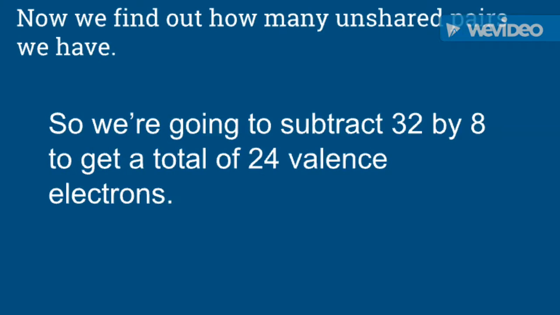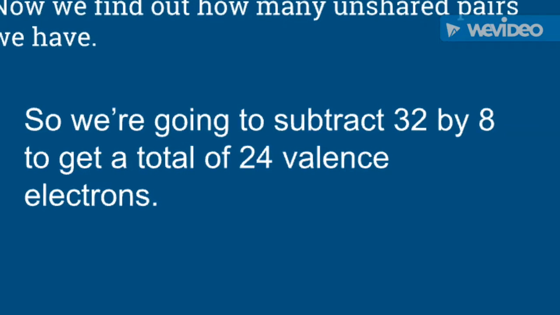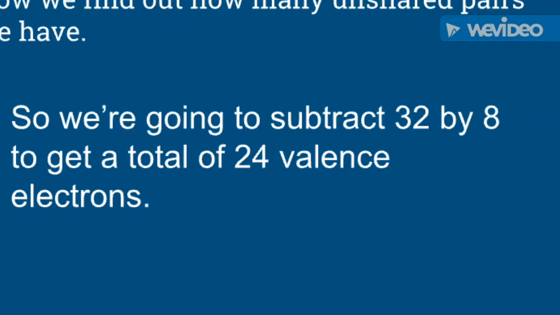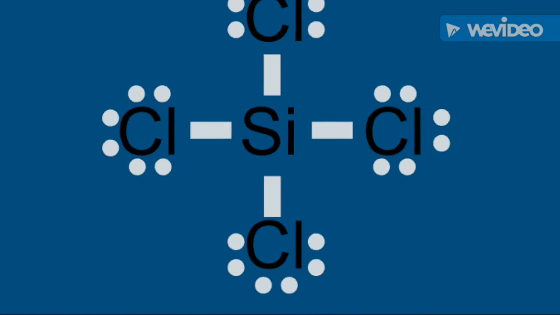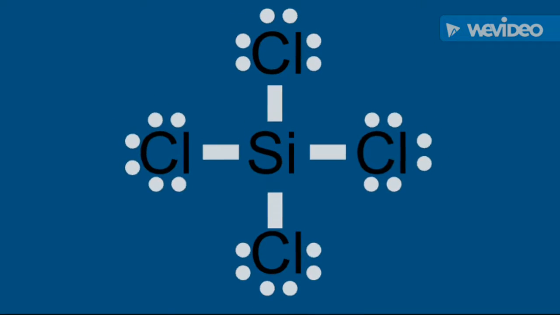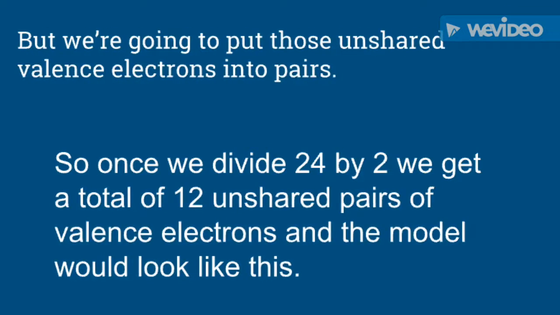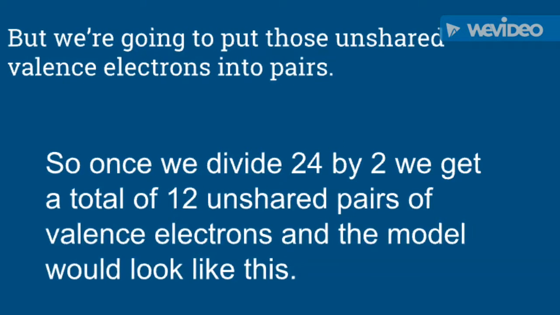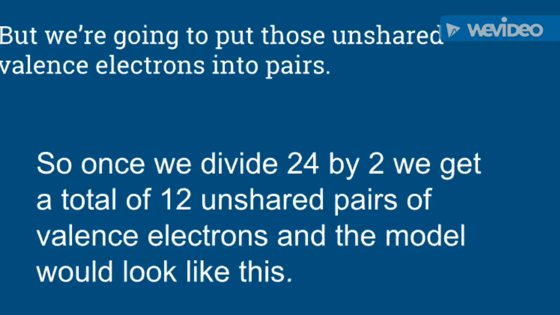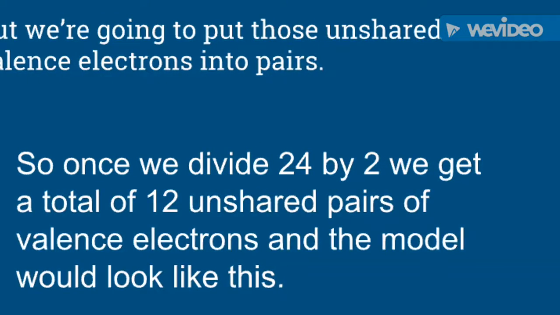Now we find out how many unshared pairs we have. So we subtract 8 from 32 and we get a total of 24 valence electrons. But we're going to put those unshared valence electrons into pairs. So we're going to divide 24 by 2 and get a total of 12 unshared pairs of valence electrons.